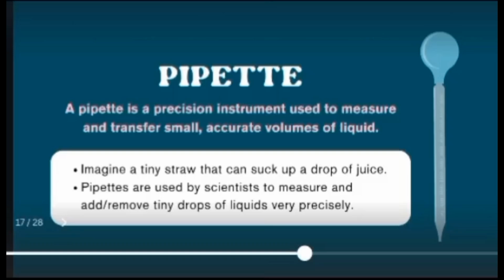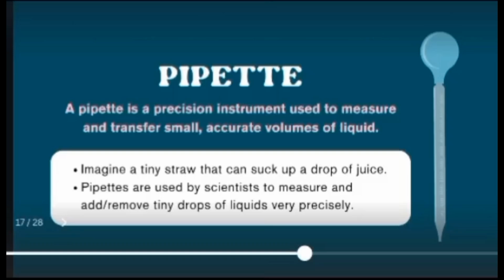Pipette. A pipette is a precision instrument used to measure and transfer small, accurate volumes of liquid. So imagine a tiny straw that can suck up a drop of juice. So pipettes are used by scientists to measure and add or remove tiny drops of liquids very precisely.